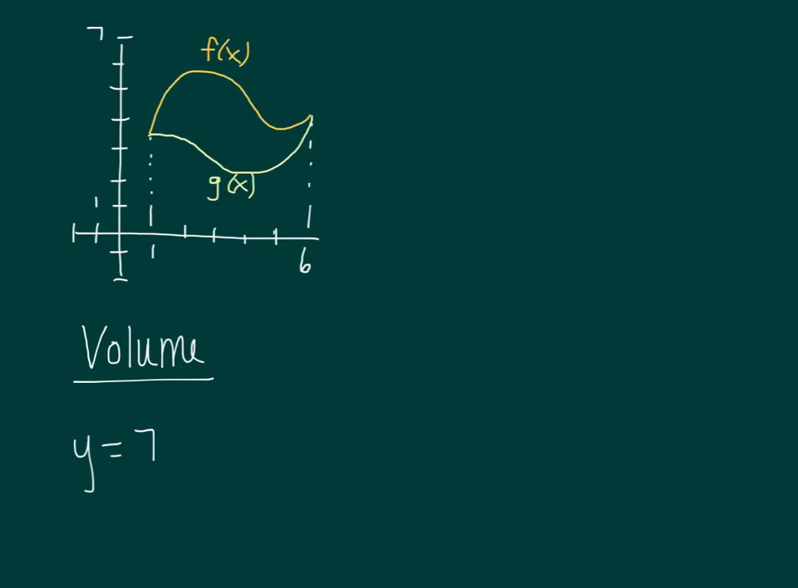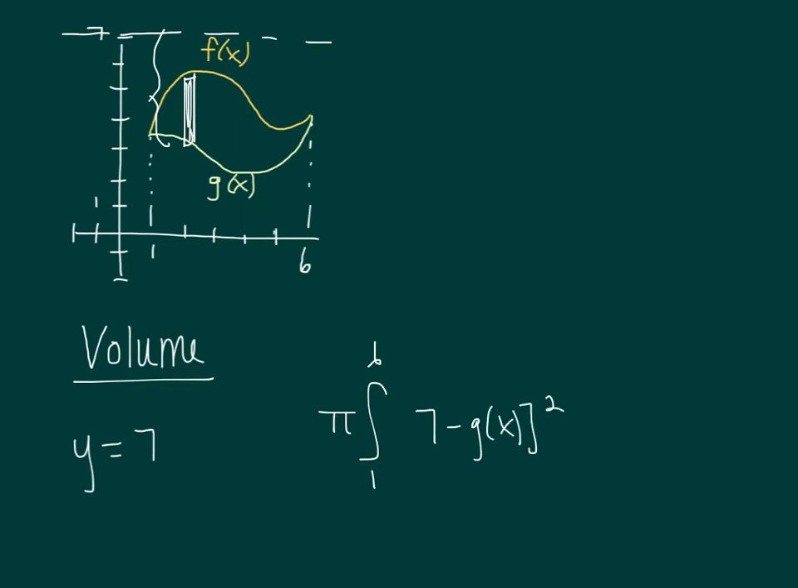Y equals 7 is above. So I'm going to draw my rectangle. Okay, this time the farthest distance is 7 minus g of x, minus the hole, which is 7 minus f of x.